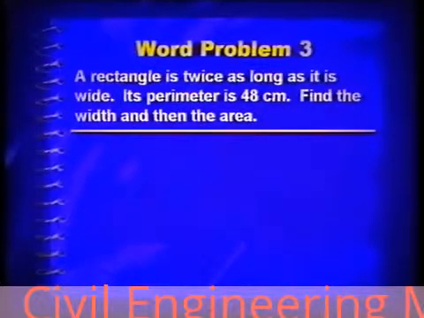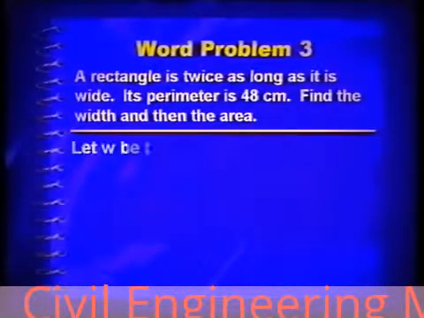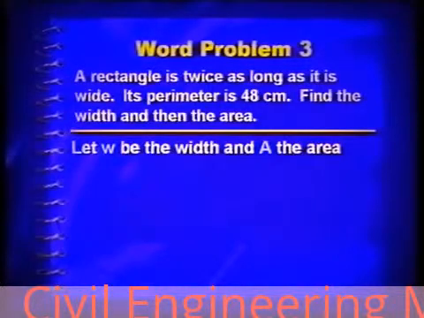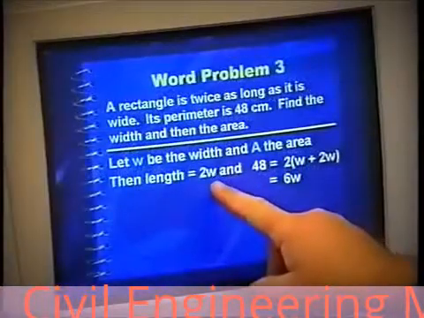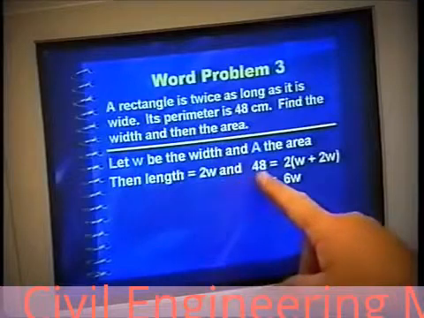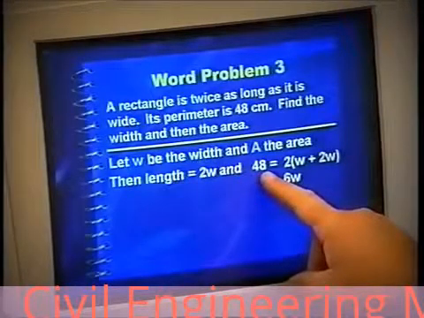In this problem we've got a rectangle that is twice as long as it is wide. The perimeter is 48 centimeters. Find the width and then the area. Here we deal with two letters, W for the width and A for the area. Let's have a look. What do we know? Well, we know that the length is 2 times the width, so I've got length equals 2W, but I also know that the perimeter is 48.